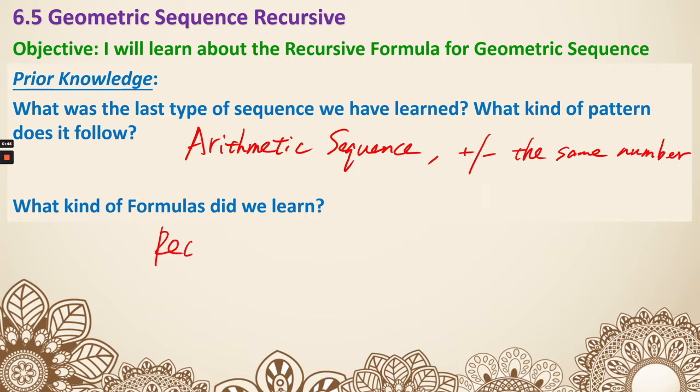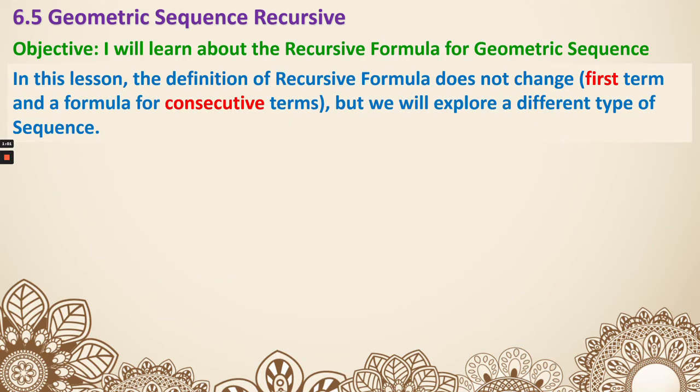The first kind is called recursive, which the formula itself is easy but takes longer time to get to a specific term. And the other kind of formula we learned is called an explicit formula, which can get us the direct term real quick. Today's lesson is still going to be about recursive formula. In this lesson, the definition of recursive formula does not change, which means it still needs two parts.